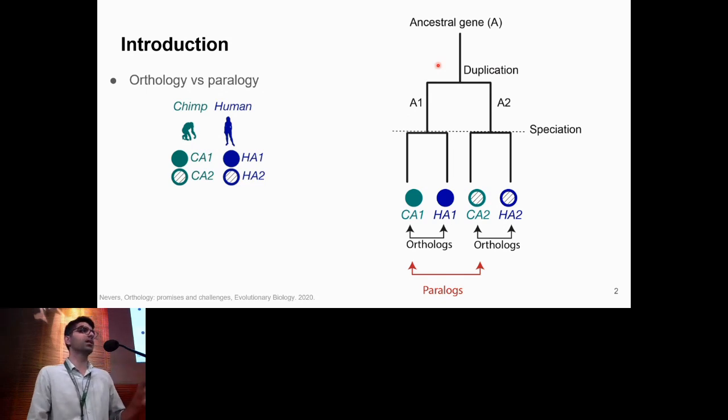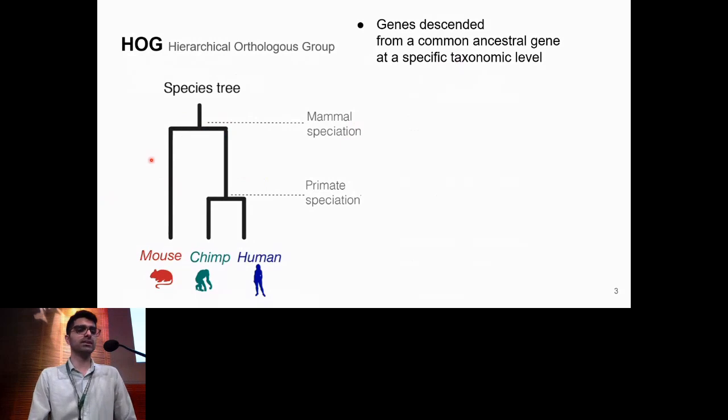In order to solve this challenge, we came up with the idea of using a new concept called hierarchical orthologous groups, that can be defined as sets of genes descended from a common ancestral gene at a specific taxonomic level. To describe this concept, I'm using this visualization. Consider we have a species tree for human, chimp, and mouse, and there were two rounds of speciation, primate speciation and mammal speciation. And this is our gene tree.